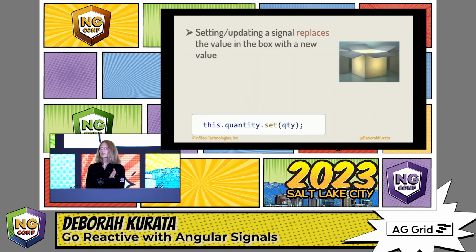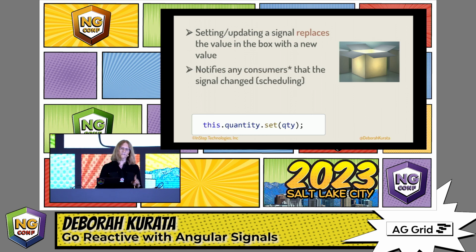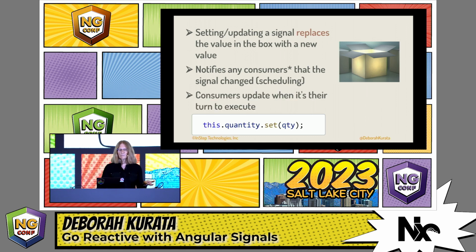Setting or updating a signal replaces the value in the box. So unlike an observable that emits values, a signal only has a single value in its box. It also then notifies any consumers that the signal changed, and it uses a scheduling technique for that. So again, it's not like observables where it emits and you can receive these emissions. Rather, it just notifies it that it's been changed. The consumers then update when it's their turn to execute.